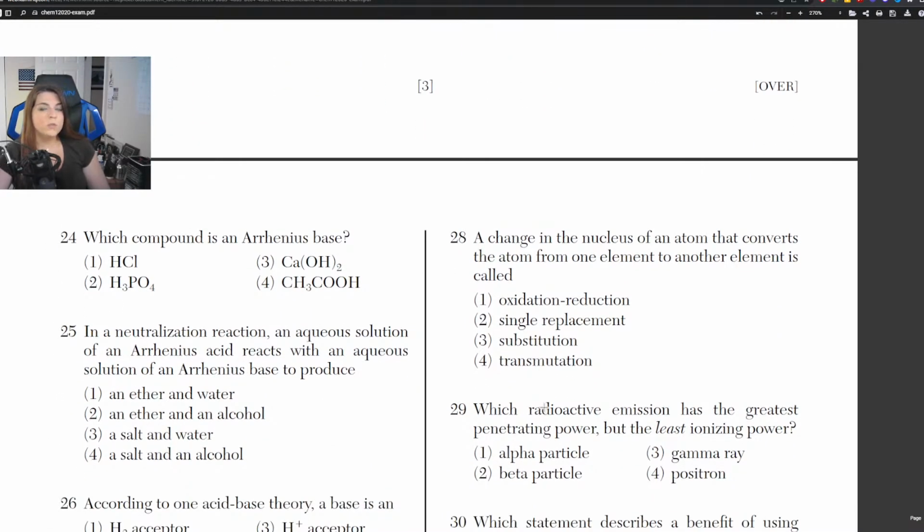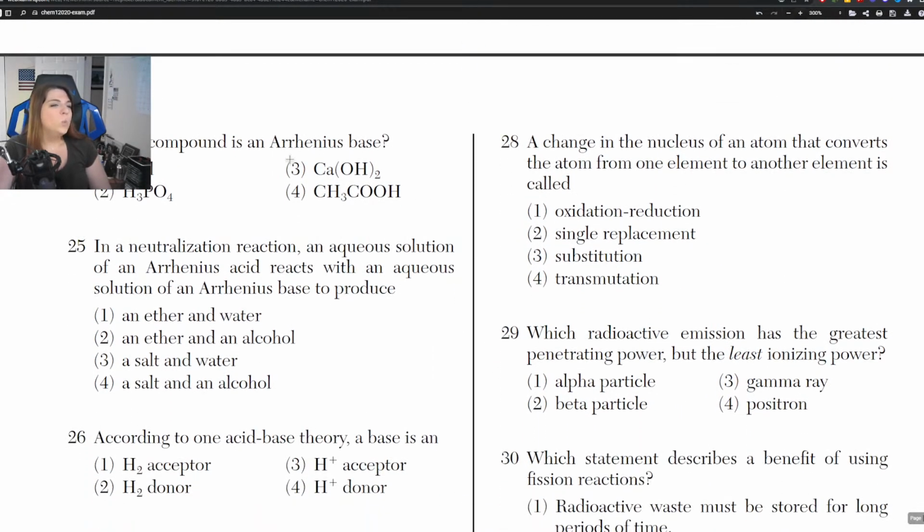24 is a really, really, really great question to have for practice so that you don't get tricked tomorrow when you take the test. Which compound is an Arrhenius base? Okay. I hope you know that the answer is 3, calcium hydroxide. But I'm going to tell you the most common wrong answer is going to be 4. And that is because of this OH on the back. COOH together makes this an organic acid.